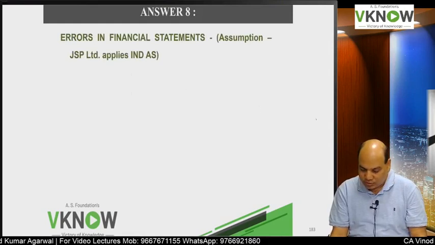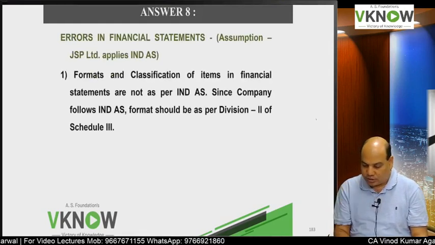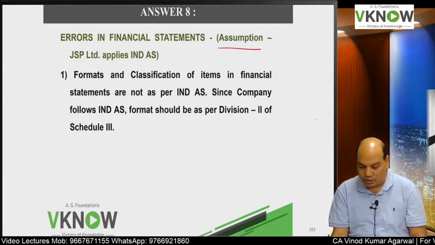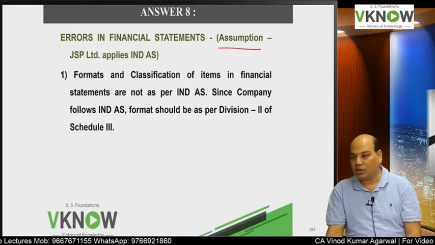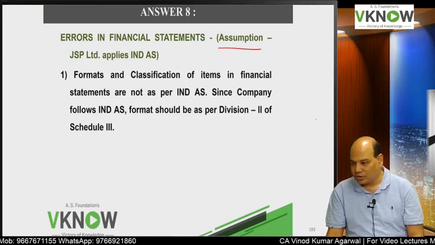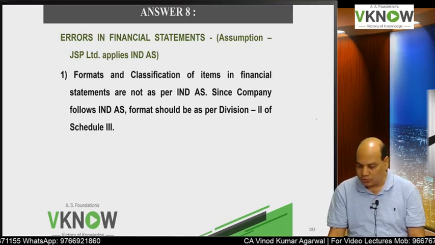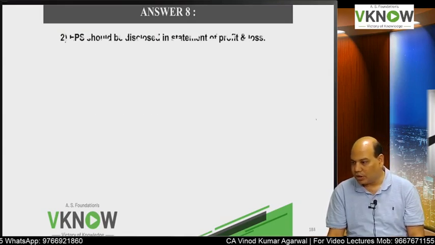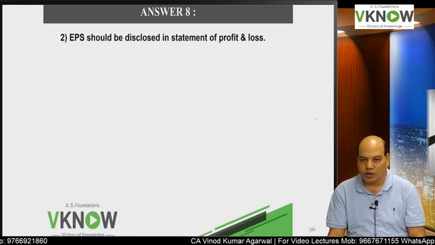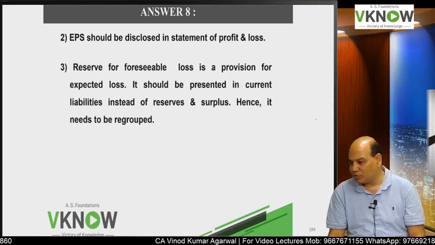So let us check the answer. This answer I have prepared myself. First error is, in the bracket I have written the assumption that JSP Limited applies Ind AS. So the format and classification of items in the financial statement are not as per Ind AS. Since the company follows Ind AS, the format should be as per Division 2 of Schedule 3. This is how you have to write in the exam. Second is EPS should be disclosed on the face of the statement of profit and loss. If you can calculate EPS, you should.